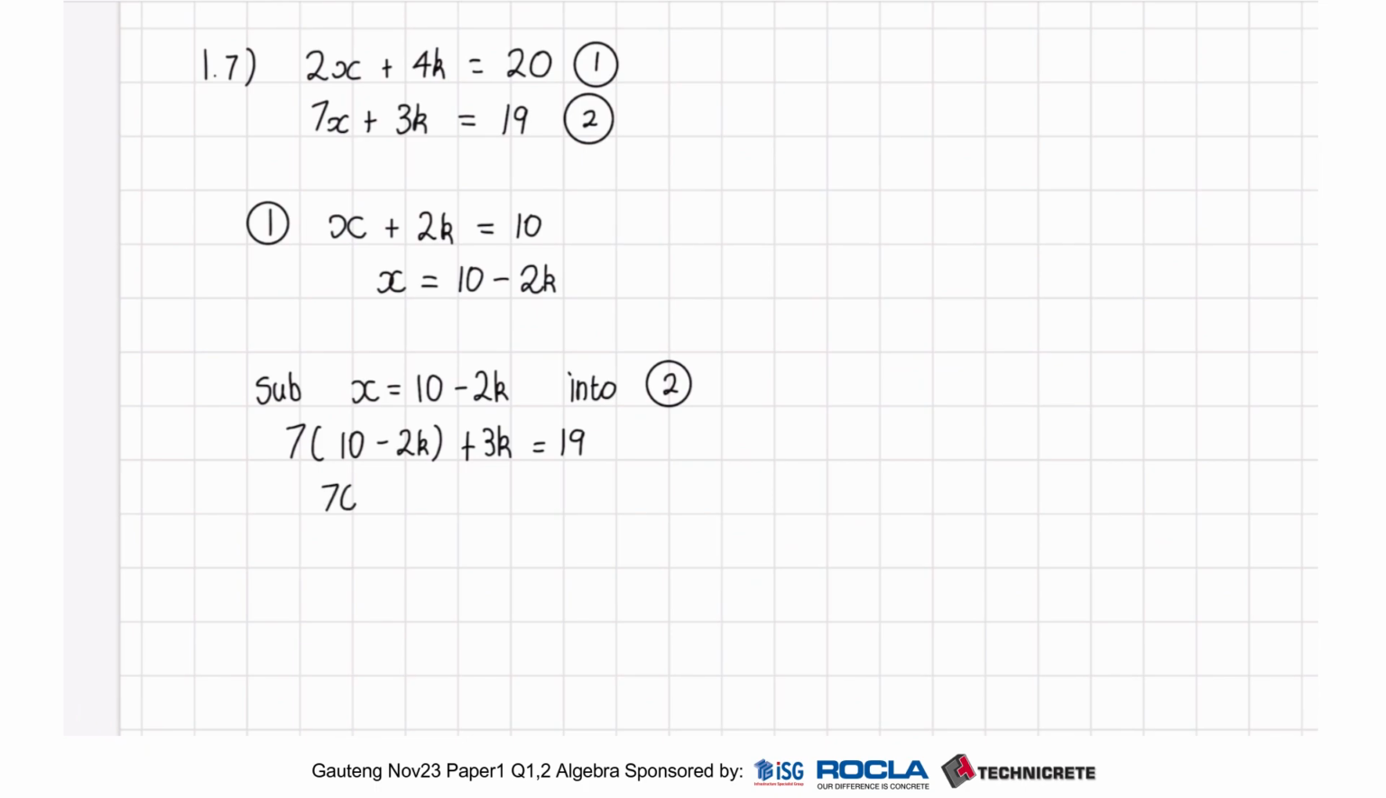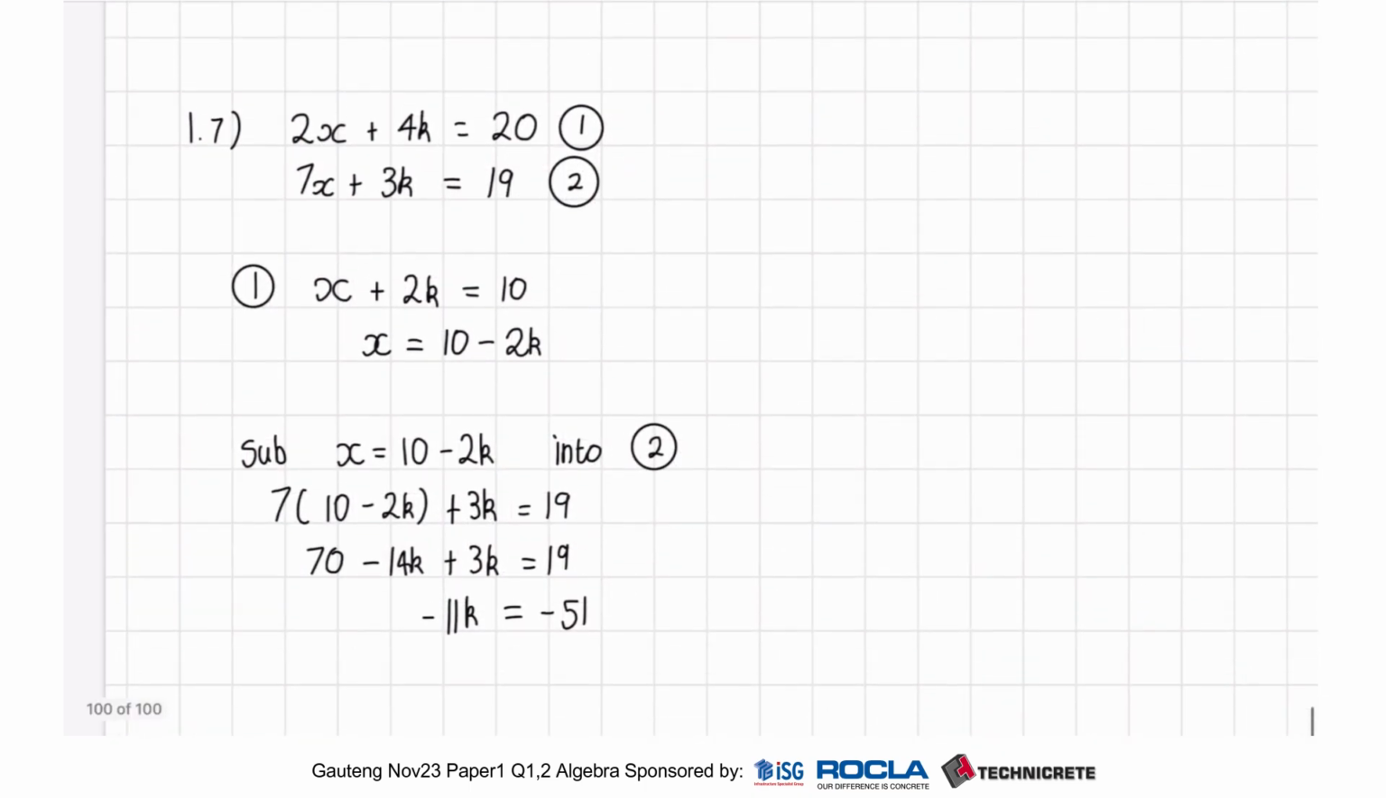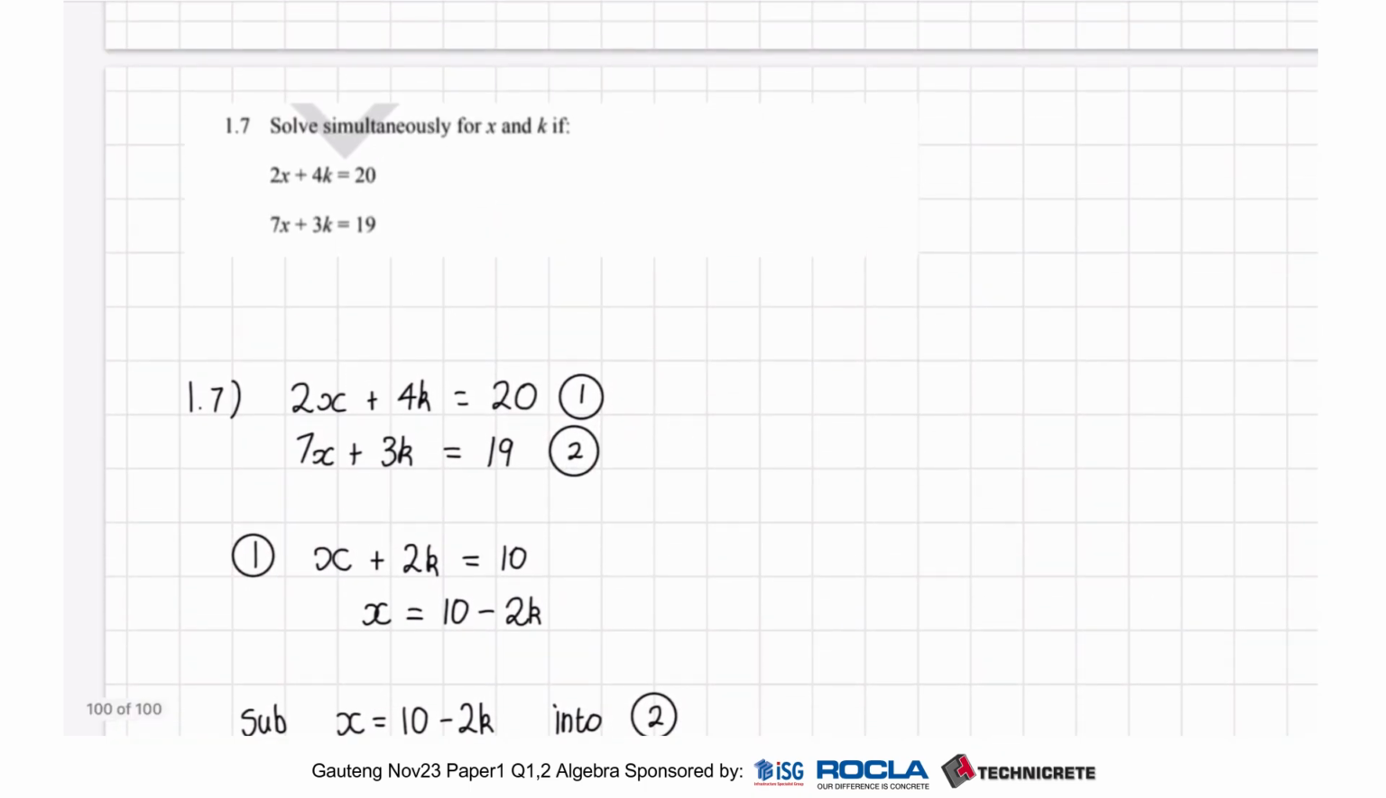Then I distribute the 7. Then I'll have all of my k's on the left-hand side and all of my numbers on the right-hand side. So minus 14k plus 3k is minus 11k. And then 19 and the 70 is going to become negative when I take it to the other side. So 19 minus 70 is minus 51. Okay, there's a typo in the question paper, so this isn't 7x plus 3k, it's actually 7x minus 3k equals 19.